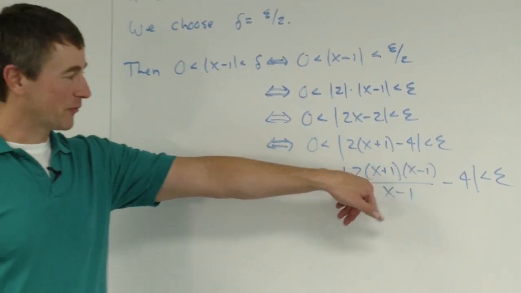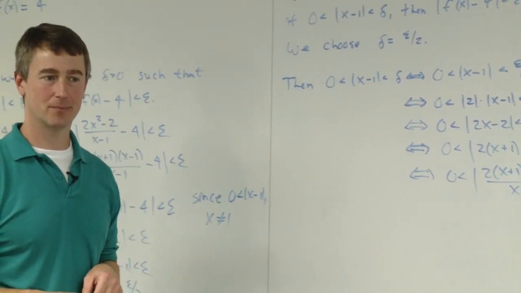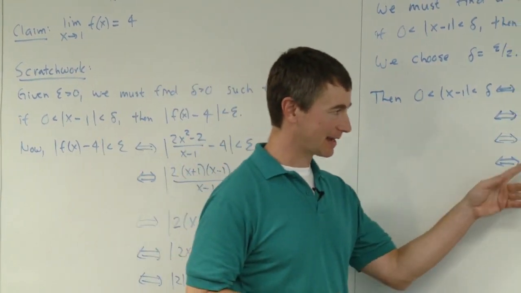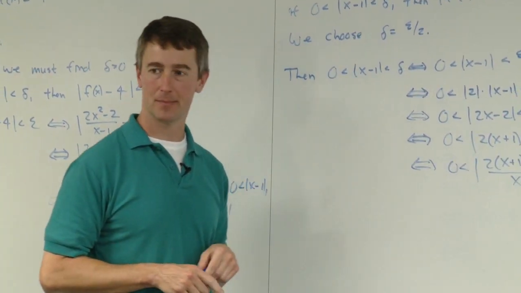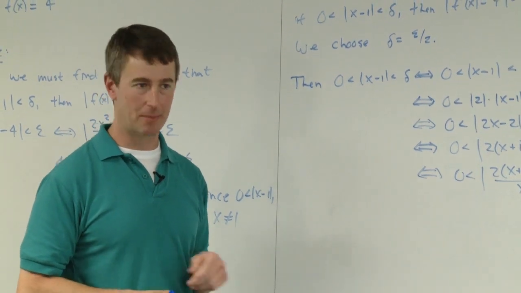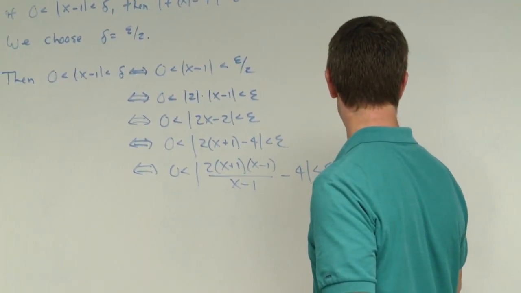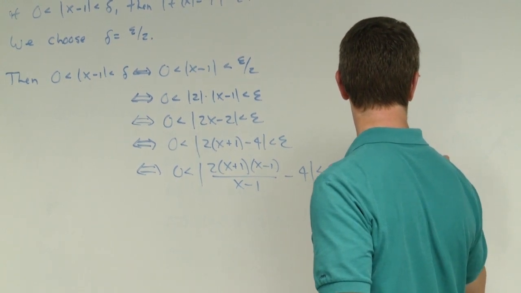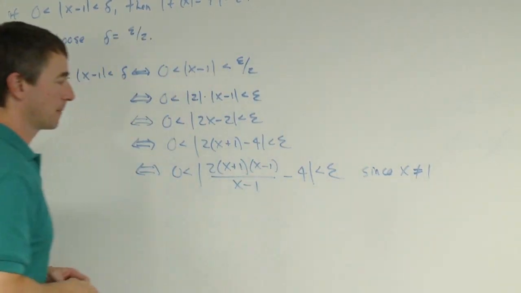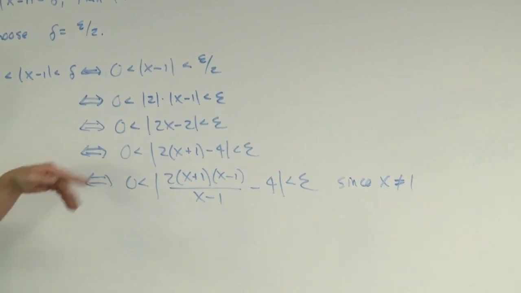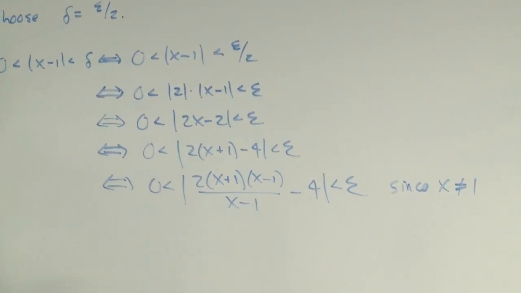And why were we allowed to multiply by this? We knew that we weren't multiplying by 0 because still x is not equal to what number? 1. We knew we were not multiplying by 0 since x cannot equal 1. We were not multiplying by 0 over 0. So in fact, this was where we removed the 0.